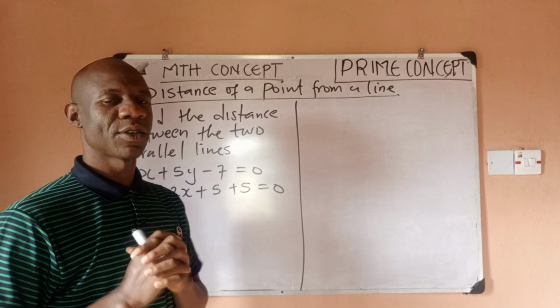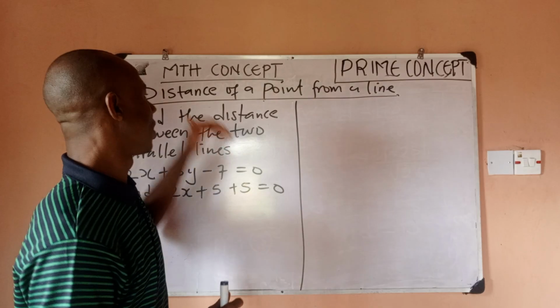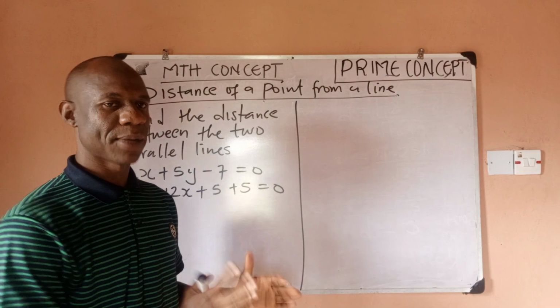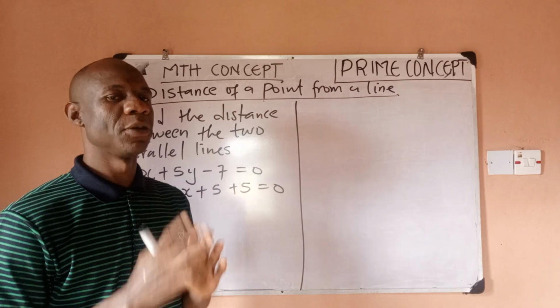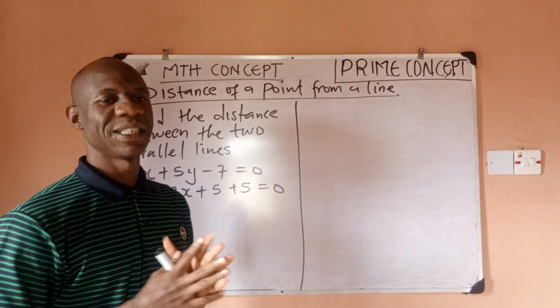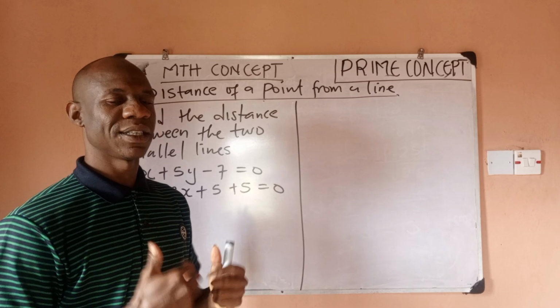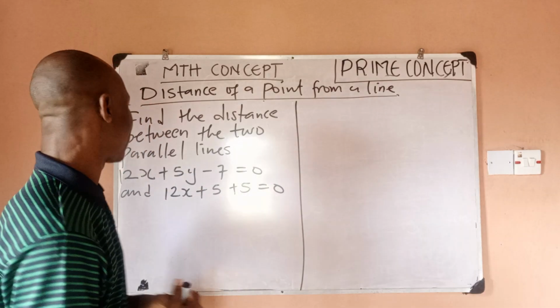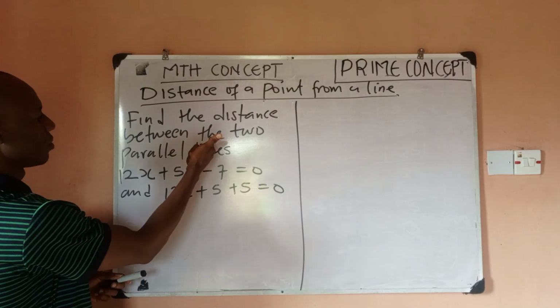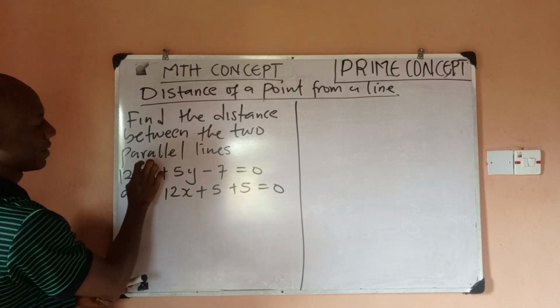In this video, we want to consider an example on the distance of a point from a line, the perpendicular distance of a point from a line. We want to consider another example, so do well to stick with me in this video so that you can really understand this new application. Now we have the distance between two parallel lines.